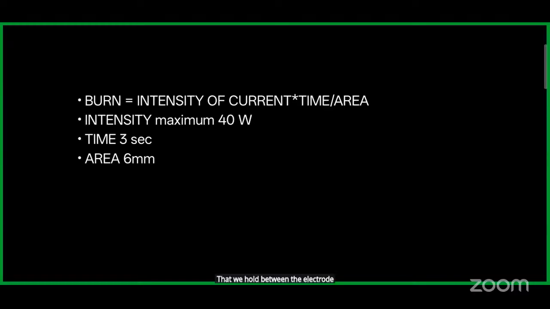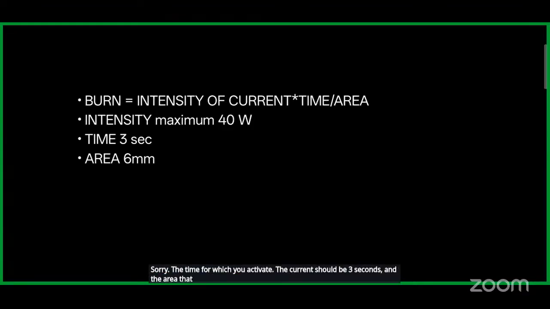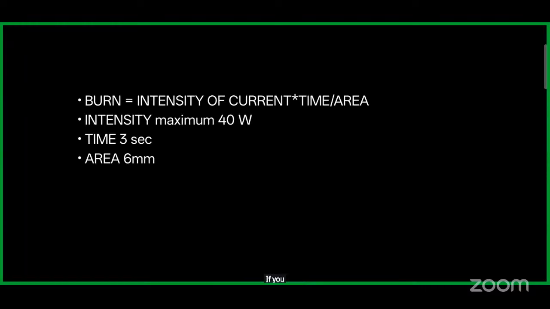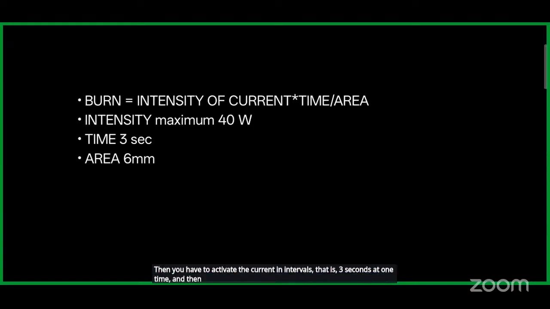The intensity maximum should be 40 watts. The time for which you activate the current should be 3 seconds. And the area of the tissue that you hold should be less than 6 millimeter. If you have to coagulate or cut a tissue more than this, then you have to activate the current in intervals. That is 3 seconds at one time and then you give a break and 3 seconds at the second time and then 3 seconds at the third time.